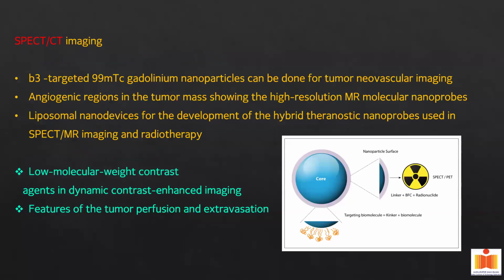So SPECT imaging, again, SPECT is also an important entity for the imaging of nanoparticles. Here the gadolinium nanoparticles, 99m technetium, they are using this, and angiogenic regions can be identified with MR molecular nanoprobes. If you see this nanoparticle surface in the image and that is a core, and you are using SPECT or PET, then there is some sort of a targeting biomolecule linker which is happening at this level. So ultimately, the tumor perfusion, tumor extravasation, all dynamics can be easily identified by using these theranostic nanoprobes as well. Next, please.